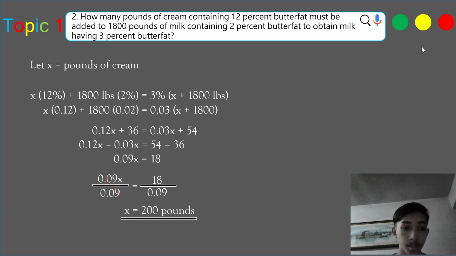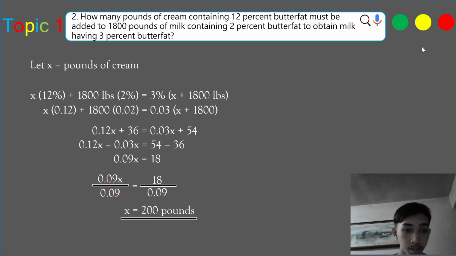Then we make the percent a decimal. So x times 0.12 is equal to 0.12x, plus 1,800 times 0.02 is equal to 36, equal to 0.03 times x, which is 0.03x, and 0.03 times 1,800 is equal to 54. So 0.12x plus 36 is equal to 0.03x plus 54.